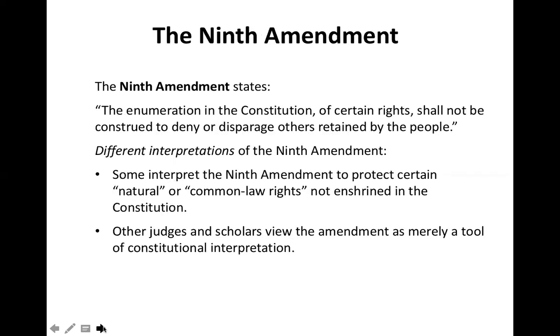So the Ninth Amendment, kind of fun. It's a lot of interesting legal language. The enumeration in the Constitution of certain rights shall not be construed to deny or disparage others retained by the people. What the heck does that mean? There's been different interpretation. So some interpret the Ninth Amendment to protect certain natural or common law rights not enshrined in the Constitution. Other judges and scholars view the amendment as merely a tool of constitutional interpretation.